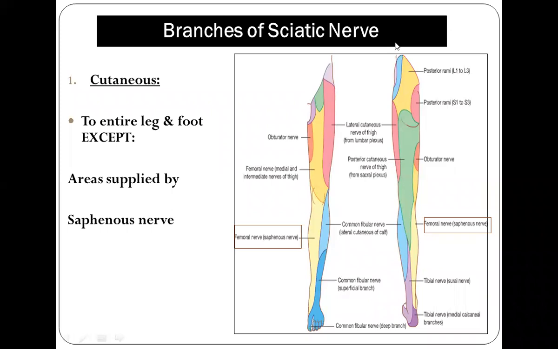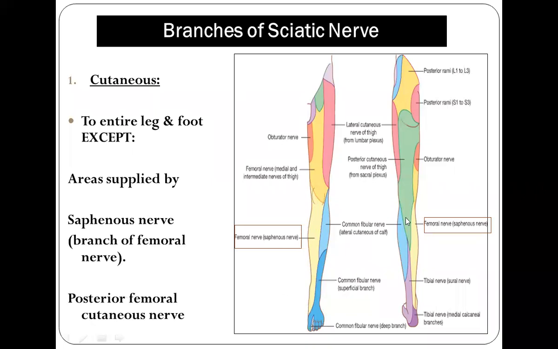Which nerve does the saphenous nerve originate from? Or the saphenous nerve is a branch of which nerve? You can type it in the chat. The saphenous nerve is a branch of. Okay, when you say femoral nerve, you have to mention which division of the femoral nerve. Is it the anterior division or posterior division? That will be a more specific answer. Yes, posterior division of the femoral nerve. So please keep in mind the area of distribution of the saphenous nerve.